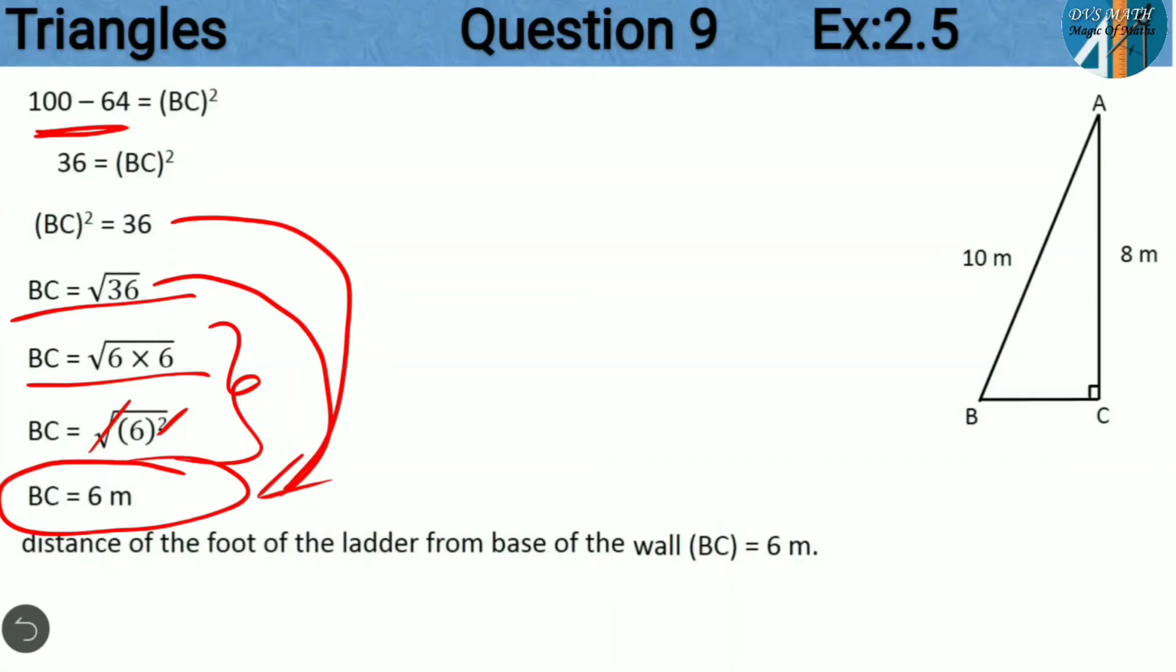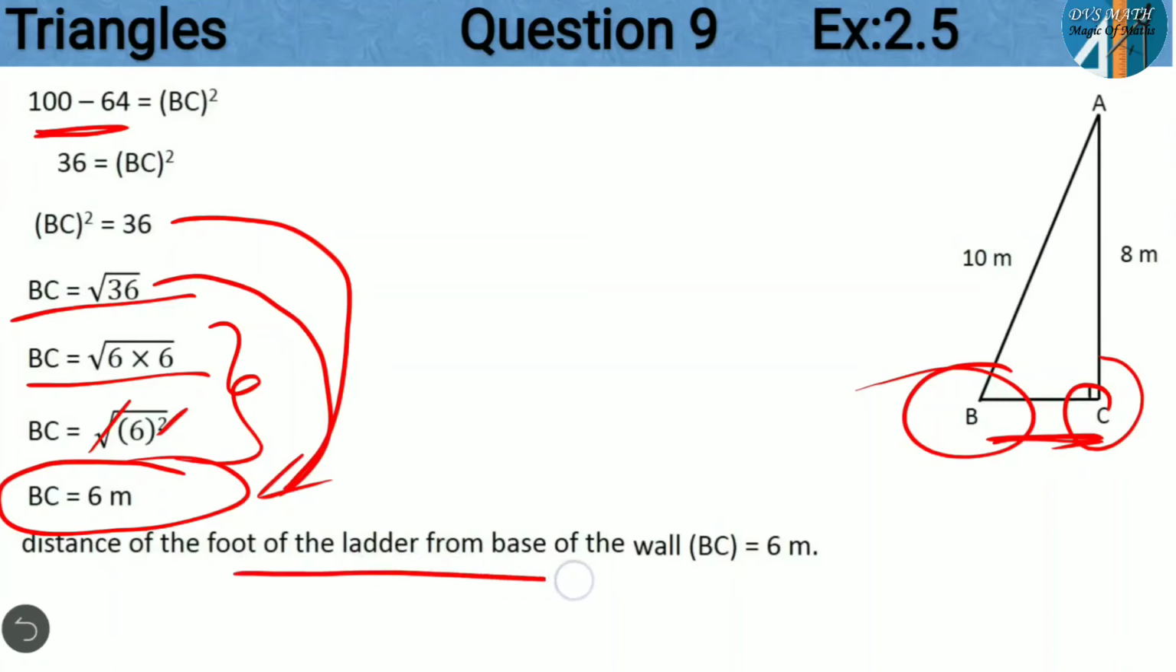So what is the distance BC now? It is between the base of the wall and the foot of the ladder. The distance of the foot of the ladder from the base of the wall, that is BC, is equal to 6 meter.